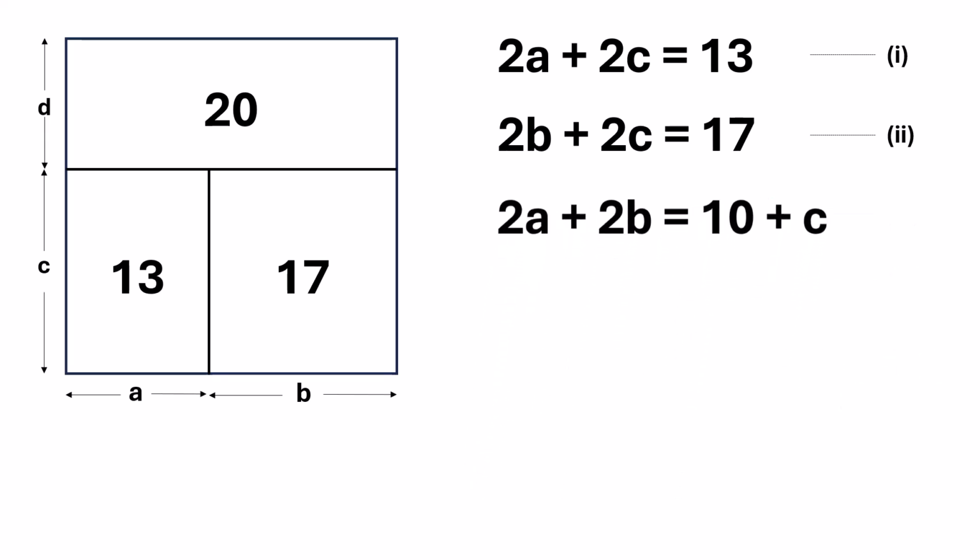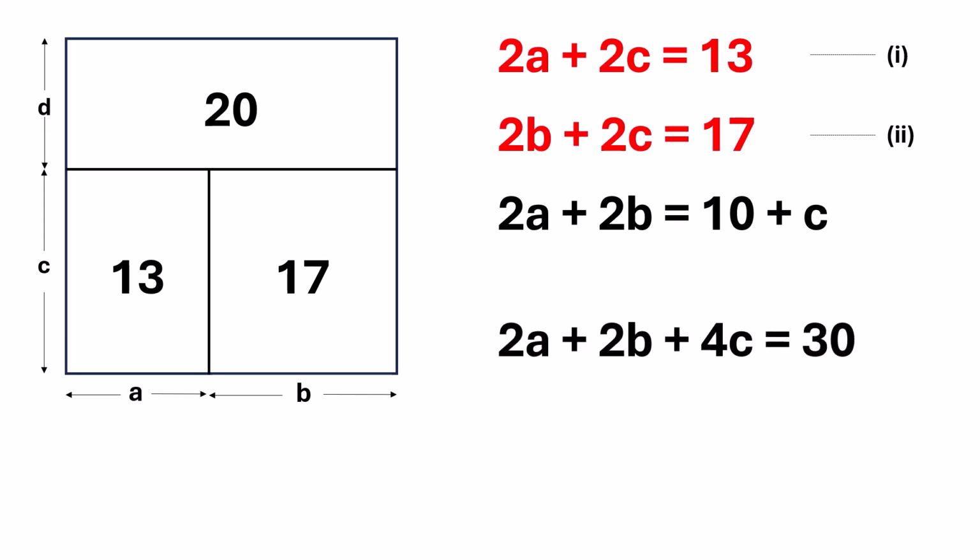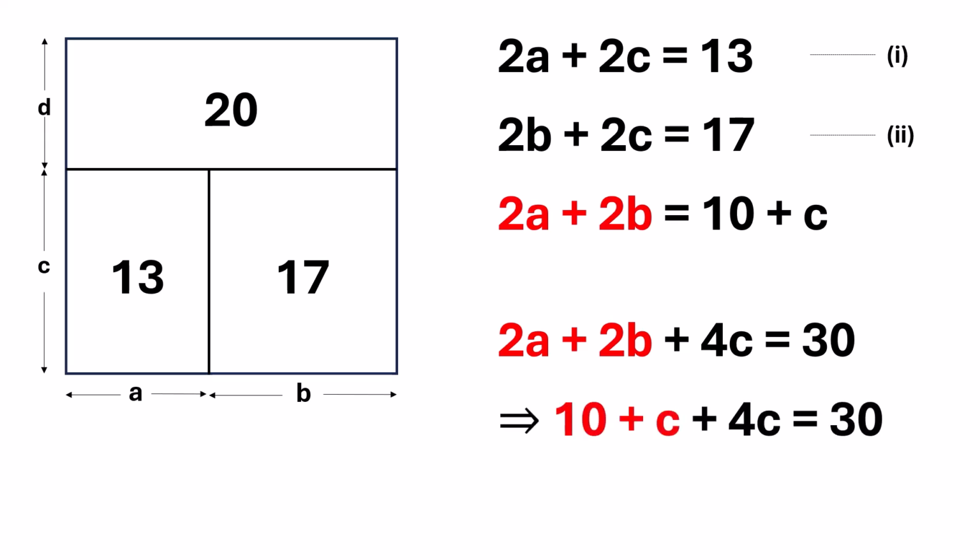Again, adding equation 1 and equation 2, we get twice A plus twice B plus 4C is equal to 30. Now, substitute the value of twice A plus twice B from the previous step. We can write 10 plus C plus 4C is equal to 30. So we get the value of C is equal to 4.